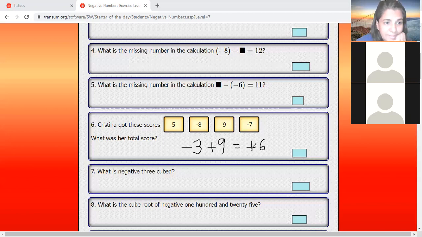In fact, you don't have to write positive 6. 6 is also good enough. Now from 6, I'm going to add negative 7. And that's going to make me what? That is going to become 6 minus 7, and that's going to end up with negative 1. Do you understand?